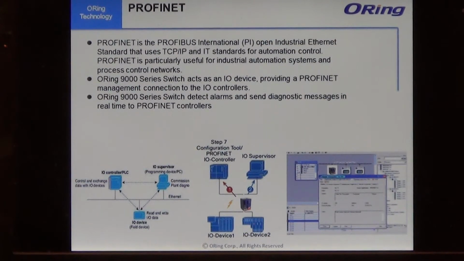Profinet is another industrial protocol which is also very commonly used. With the implementation of this protocol, Orange Ethernet switch can now act as an I/O device to provide Profinet management connection to any I/O devices connected after the Orange Ethernet switch. As well, when the I/O devices behind Orange Ethernet switch detect any alarms, Orange Ethernet switch can also bypass this alarm or diagnostic message back to the controller for further monitoring and analyzing.